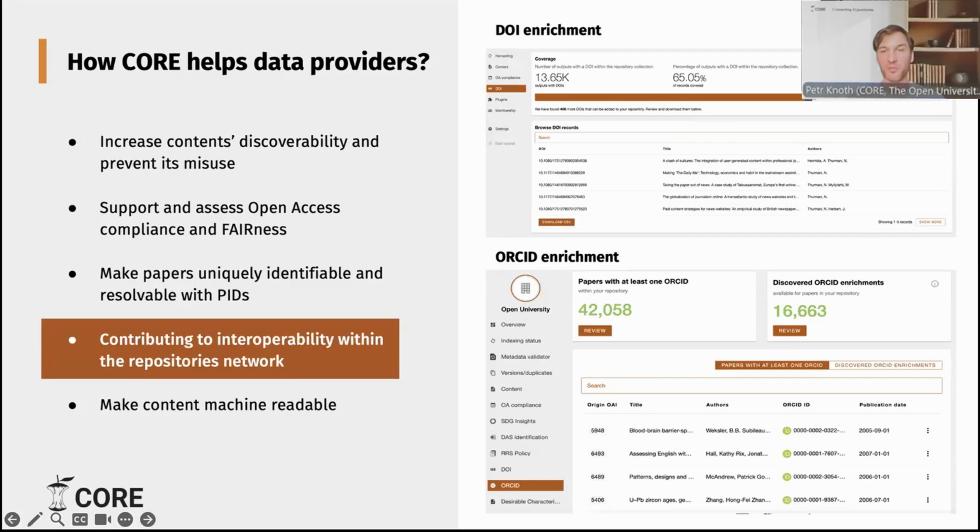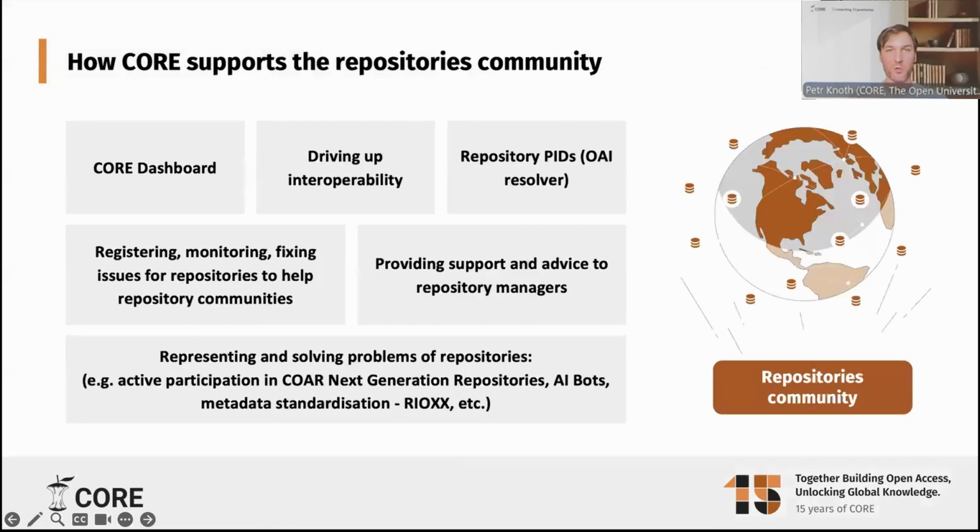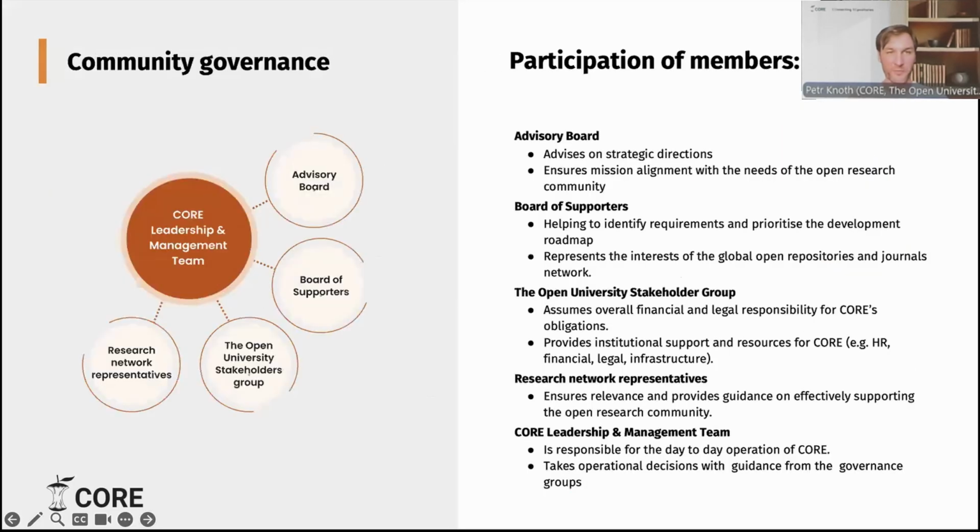We are also working very closely with institutions to ensure that the metadata are complete. We provide a range of tools for enrichments like DOI enrichment, ORCID enrichment, and so forth. Finally, through the API and dataset, we make content from repositories more discoverable, more interoperable, and more machine readable. This sums up how we work with the repositories community. Finally, we are representing and solving problems of repositories. We represent them in a range of activities, like participating in the Confederation of Open Access Repositories, the Next Generation Repositories Working Group, on AI bots, on metadata standardization, and so forth. And we are community governed.